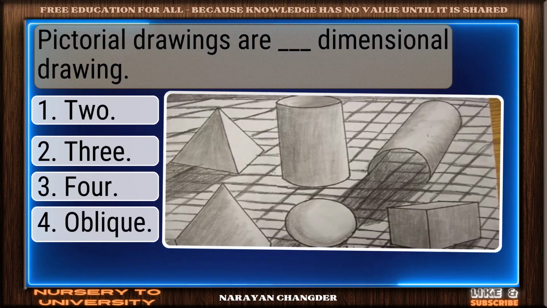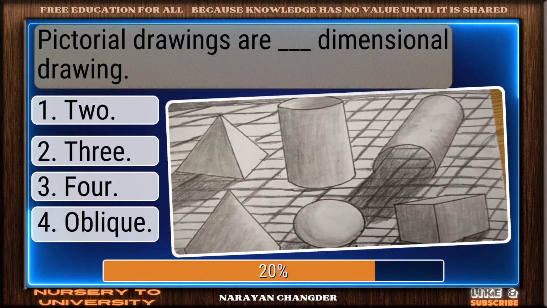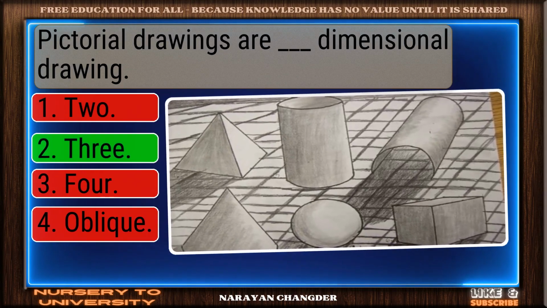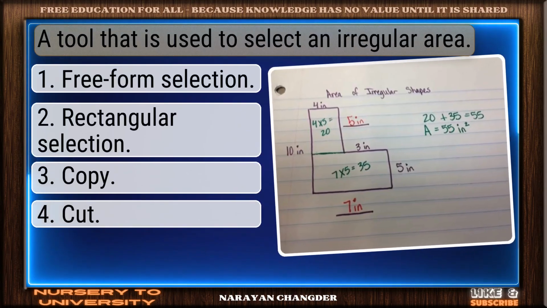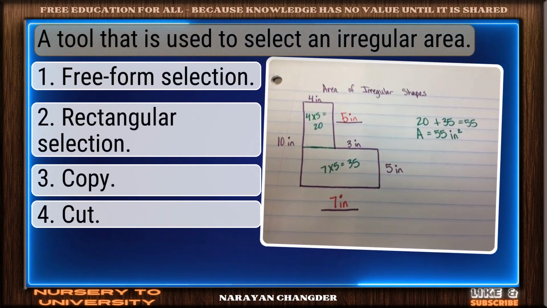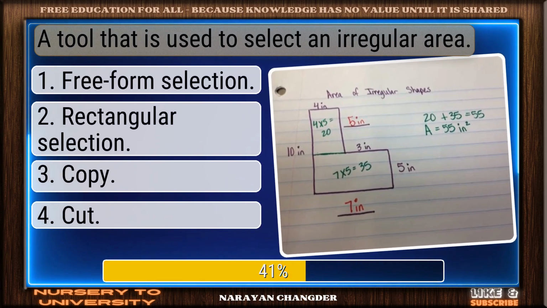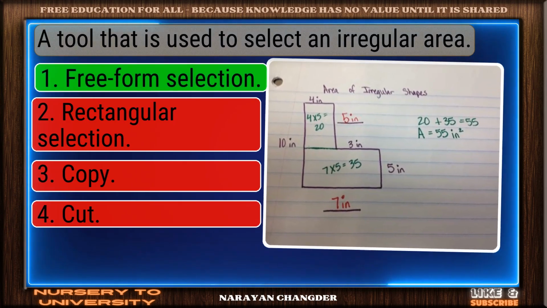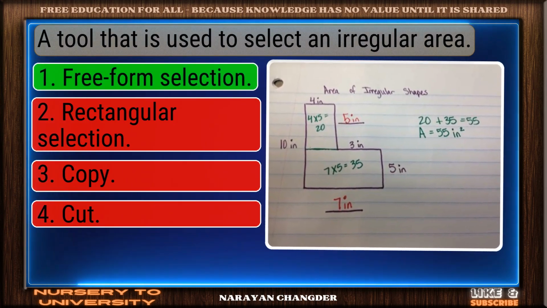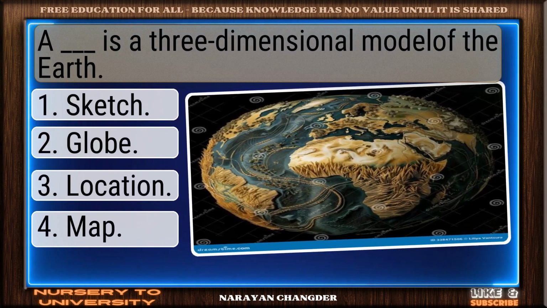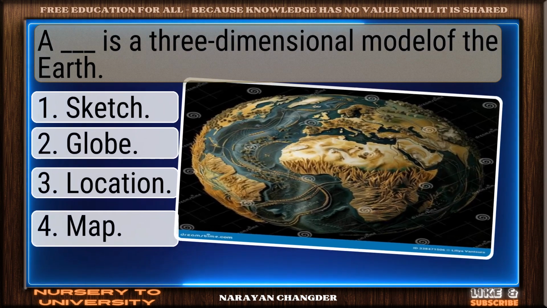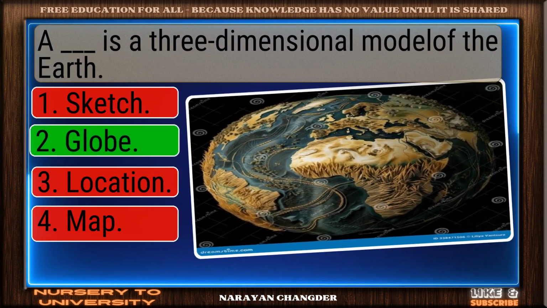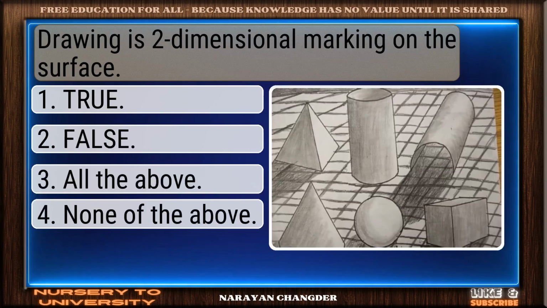Pictorial drawings are dash, dimensional drawing. Correct response. 3 is accurate. A tool that is used to select an irregular area. Well done. Free form selection is right. Dash is a 3-dimensional model of the Earth. Great thinking. Globe is right.